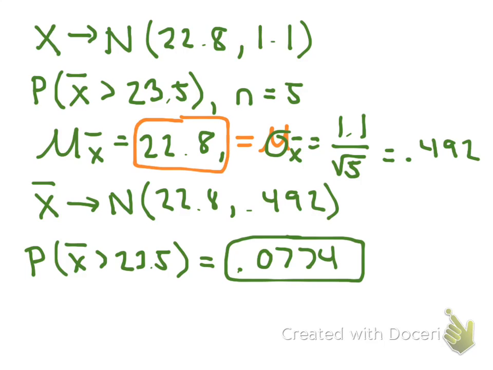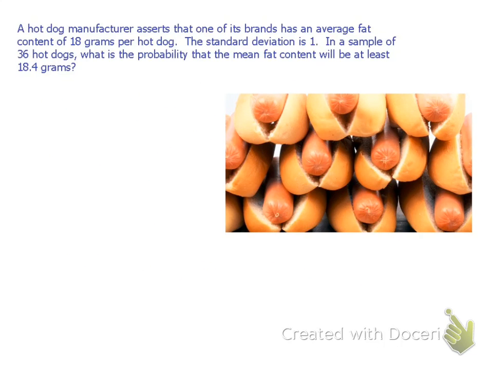Okay, here's a second situation. This is a couple pages later in your packet. This one's about hot dogs. So if you take a minute and look at this one, we're told about hot dogs. We're given the mean and the standard deviation of individual hot dogs. And now we're going to take a sample of 36 hot dogs. I want the probability that their mean fat content will be at least 18.4 grams.